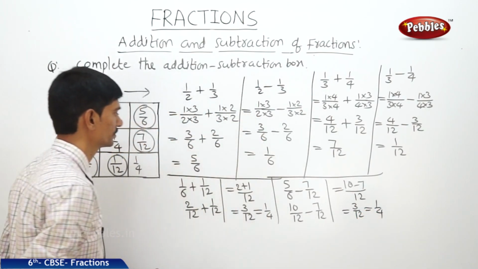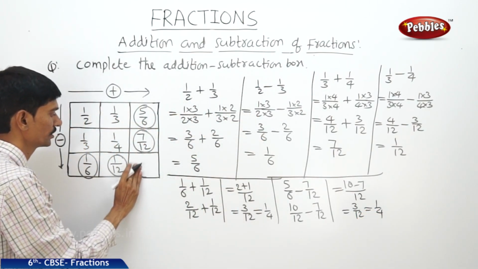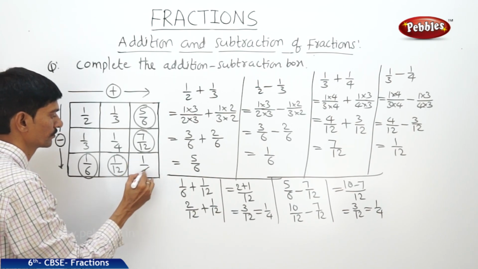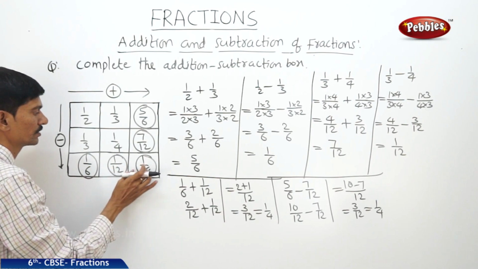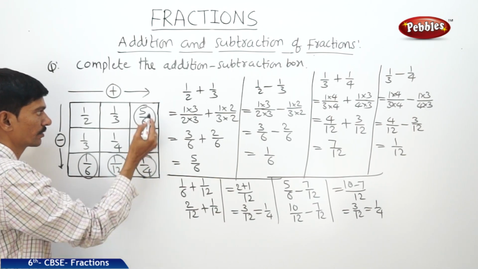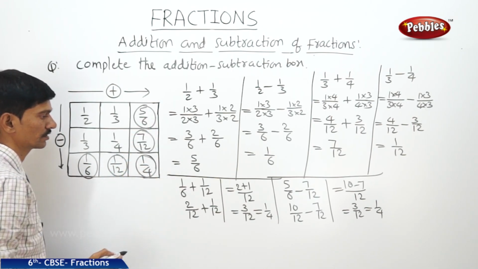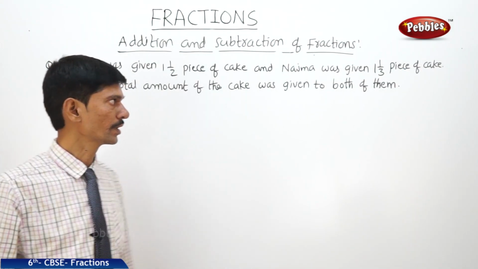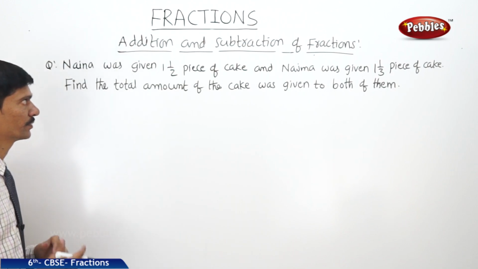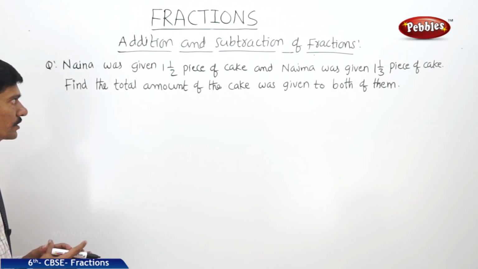So we got the same answer in the two cases, that is 1/4. By adding these two fractions or by subtracting 7/12 from 5/6, we got the same answer, that is 1/4. Now let us solve a few verbal problems based on the addition and subtraction of fractions.